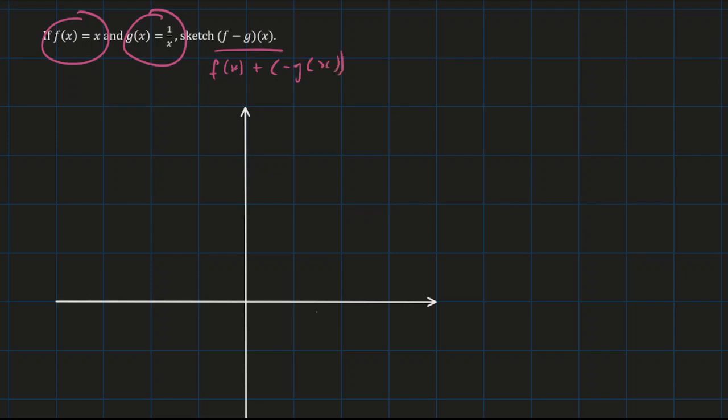So essentially what we're going to do is sketch the negative of g of x, and then we're going to do addition of ordinates. And the reason for this is because addition of ordinates is much easier than subtraction. So when we sketch g of x, instead of positive 1 over x, we'll actually sketch negative 1 over x. And that's going to look something like this.